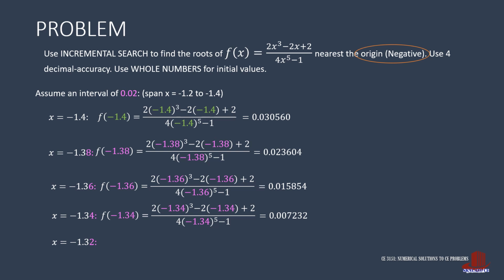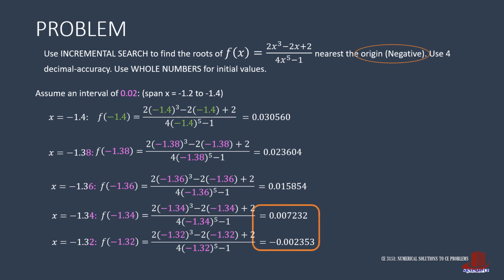Try another increment. This time, it's negative 1.32. If we plug this value into the function, the result is negative 0.002353. Finally, there is a negative, showing the sign jump, but still only with 2 decimal zeros. Nearer 0, we will use x of negative 1.32 in the next increment.